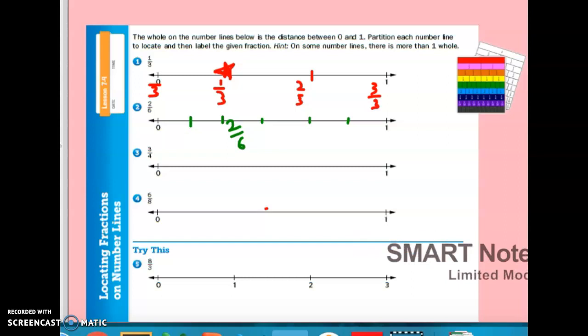When you are done, you can continue to practice comparing fractions by playing Fraction Top It on Connect Ed. You also need to complete your teacher's exit slip for the day. Good luck, happy partitioning, and watch out for those wholes.